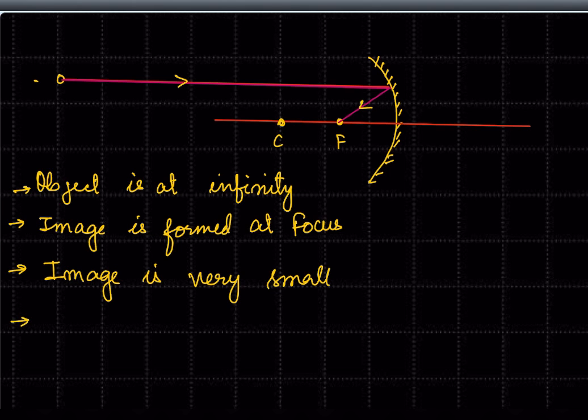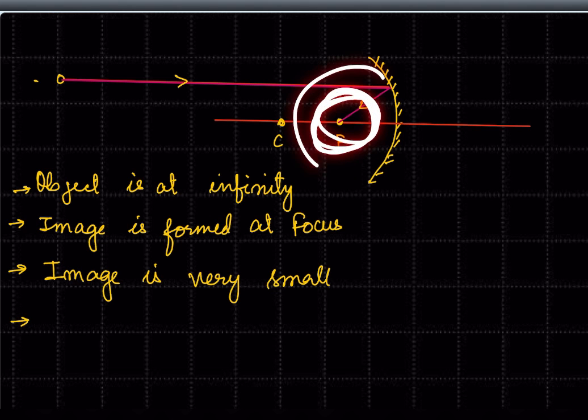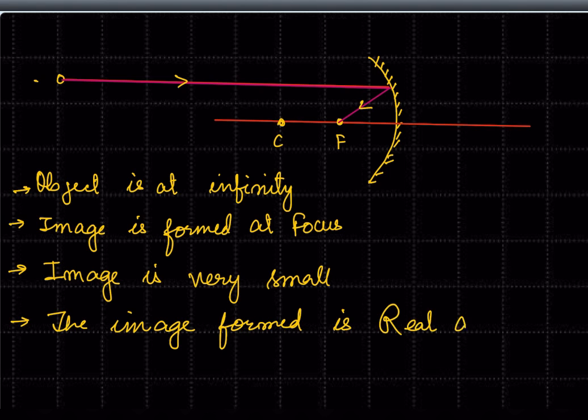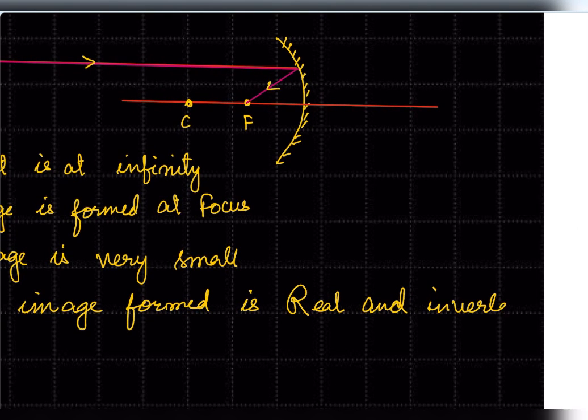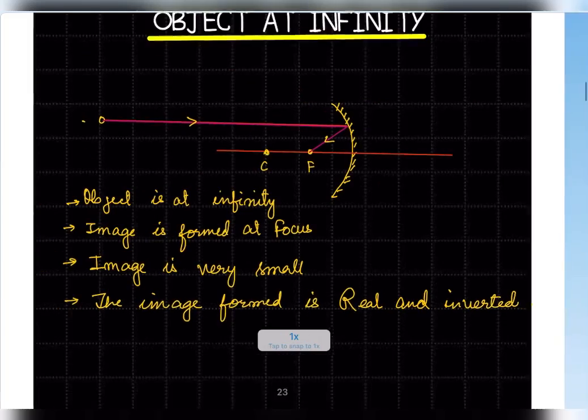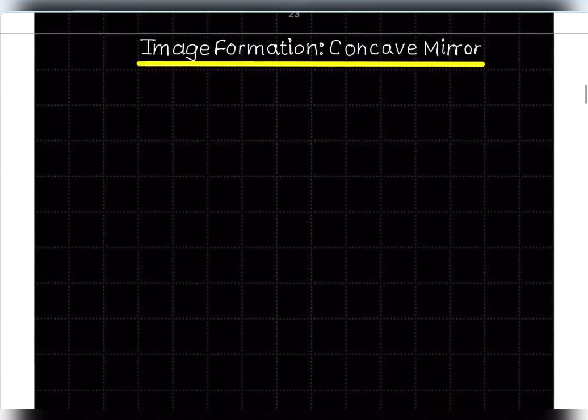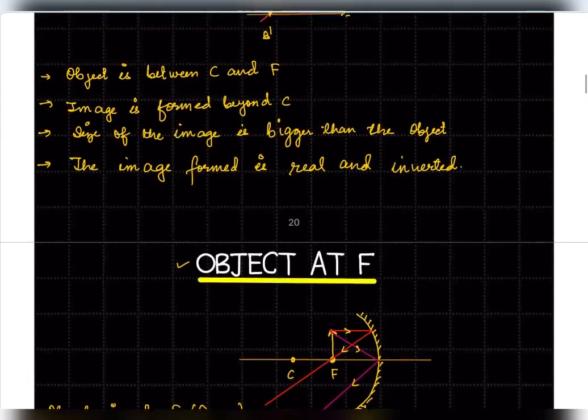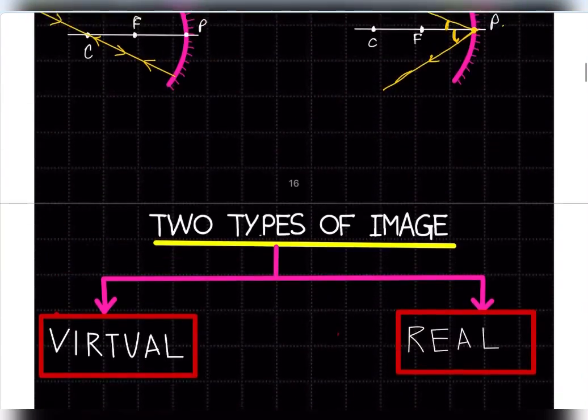Another thing is, what type of image? It is formed in front of the mirror, right? So if it is in front of the mirror, I can conclude the same thing. The image formed is real and inverted. I hope you understood this much. Now I hope it is clear to you what we mean by real and inverted.